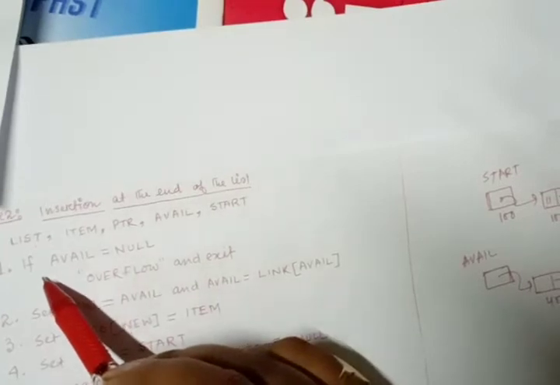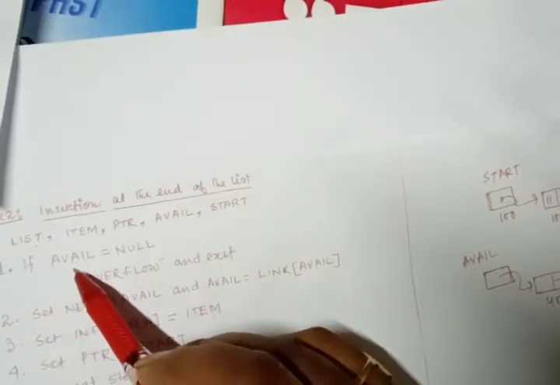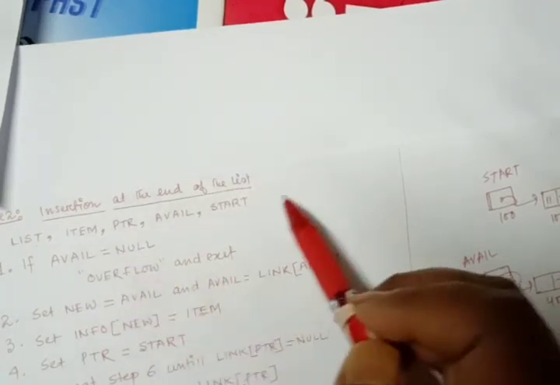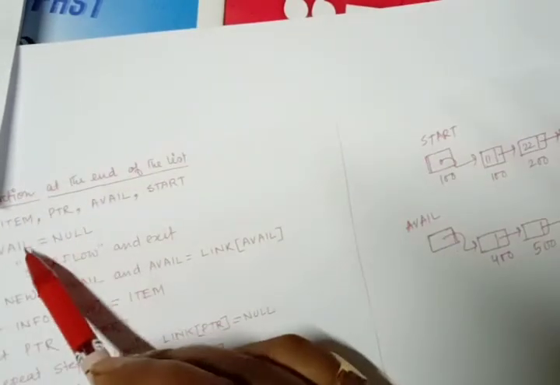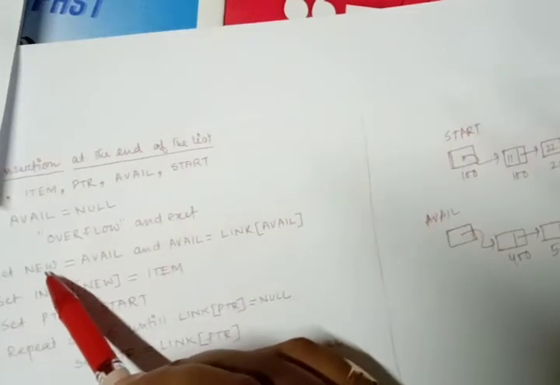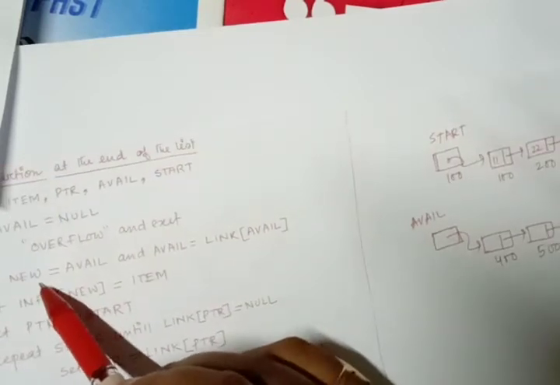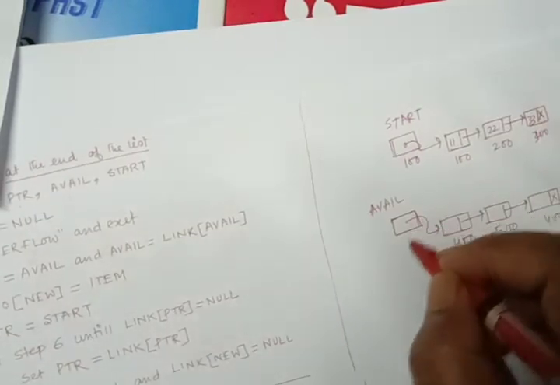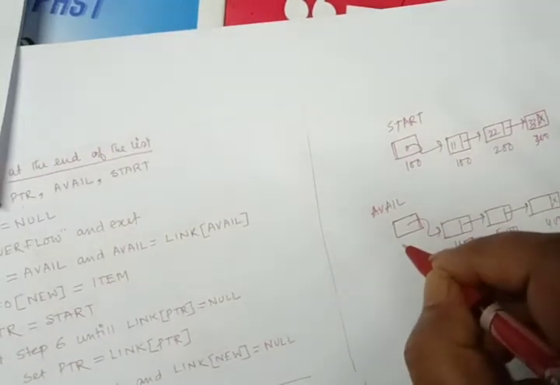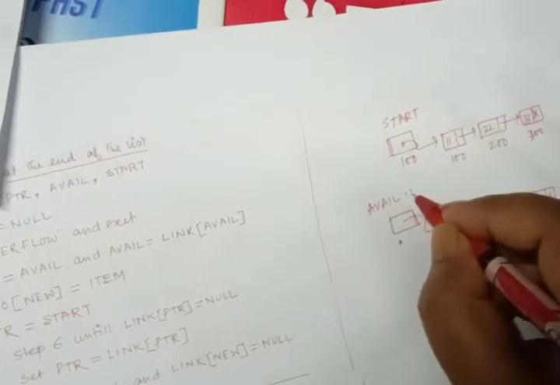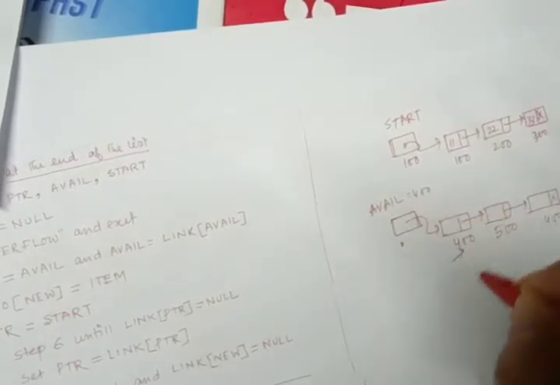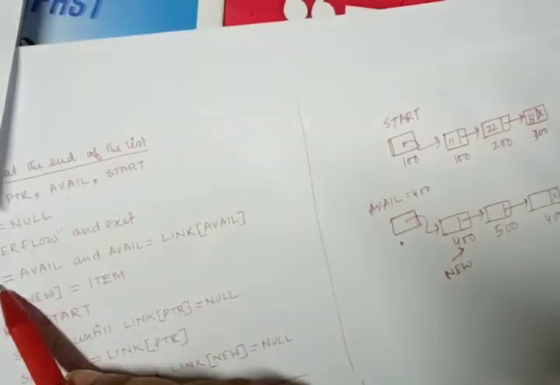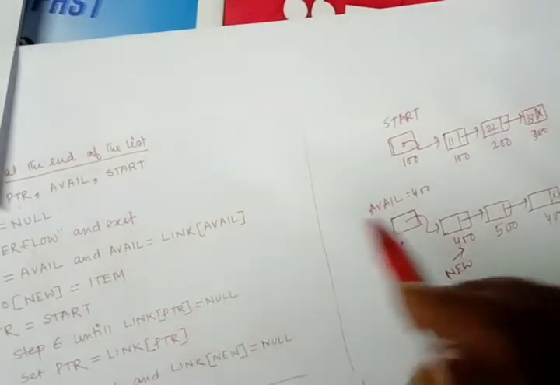Now initially what we have to check? We have to check avail equal to null or not. If avail equal to null, overflow and exit. And in case of avail not equal to null, we have to set the value of new. There is set new equal to avail. So initial value of avail is what? 400. This is the value. So we will set that value with new equal to avail, and avail equal to link of avail.